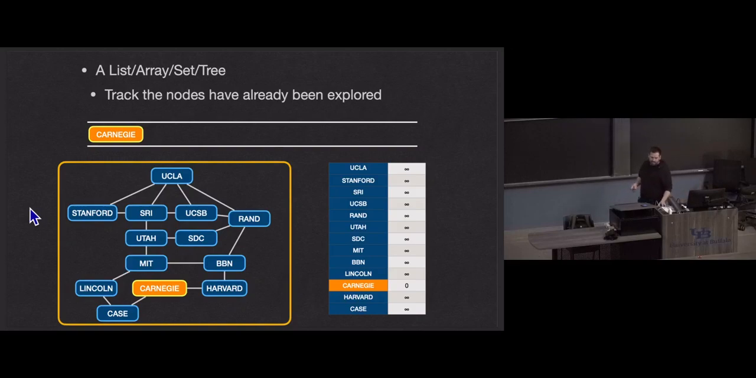Because if you check every possible path that exists and then take the min of those, I believe it'd be an n factorial runtime, it's just not gonna do it for you. So we need some data structure to keep track of which nodes have been explored.